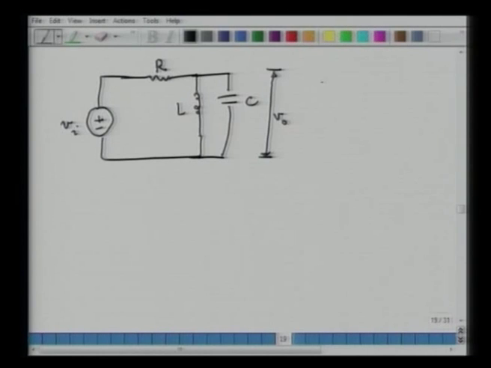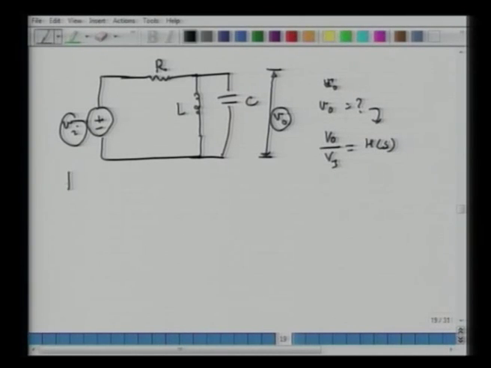So the question is, what is v naught? To do this, maybe I can be well placed if I can figure out what is V naught over V I, which is the complex representation of v naught and v I. So how do we do that? If I know this ratio, that is the transfer function, then I can very easily multiply this times this, find V naught on the complex plane, take its real value, and that gives me v naught.